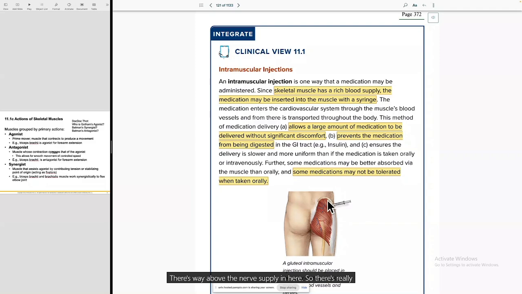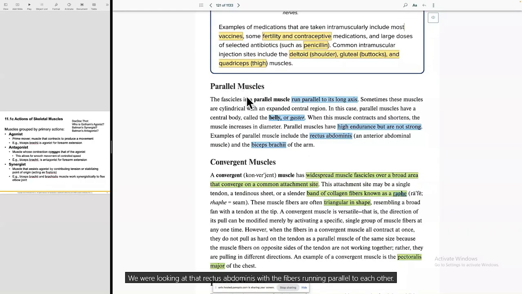Thick muscle, there's way above the nerve supply in here, so there's really not much danger of negative side effects from the injection here. And then whatever we inject into this muscle is going to be absorbed into the bloodstream. We were looking at that rectus abdominis with the fibers running parallel to each other.